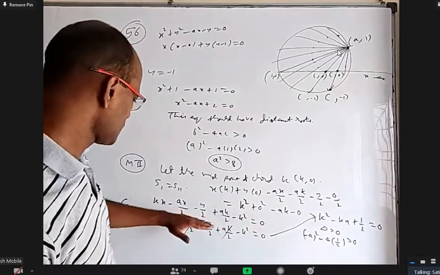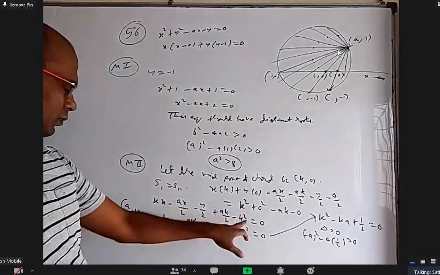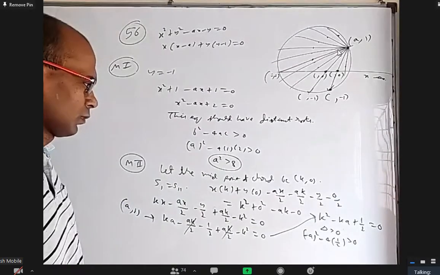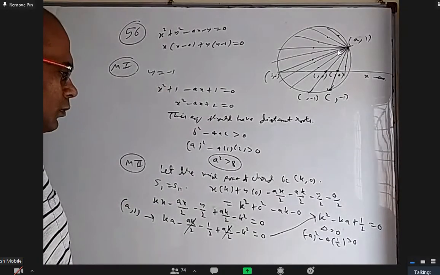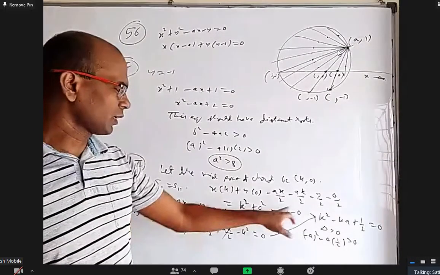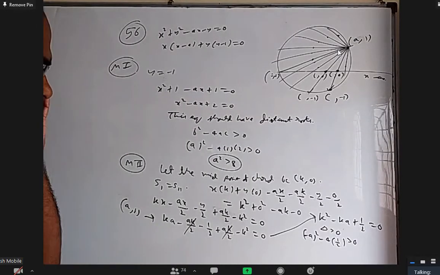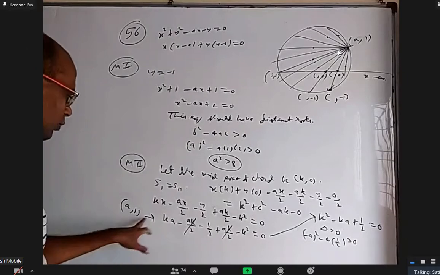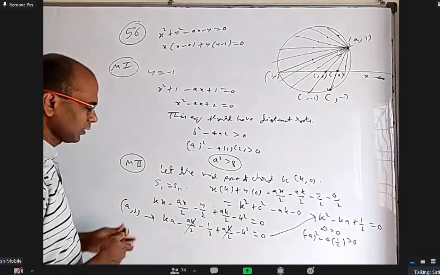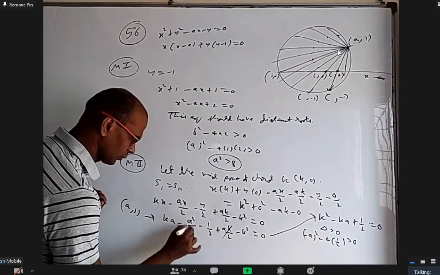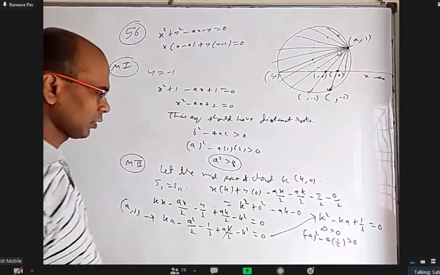So this step is okay, right? k x. S1 equal to S11, is the step okay? Sir, where you substituted a comma 1. Okay, I substituted a comma 1, I kept a here. Oh, this is not, this is a square by 2. Thank you. Okay, so the quadratic case will be different.